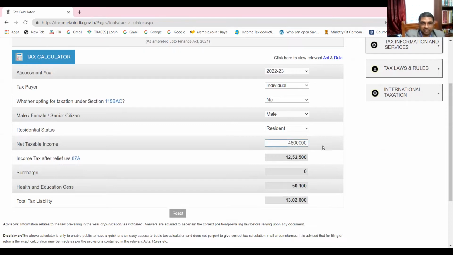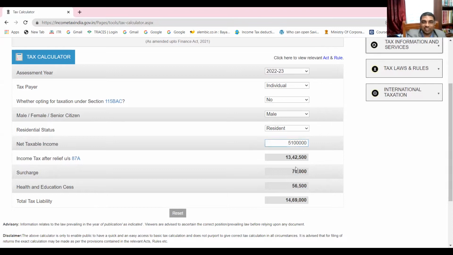You find out this is the income tax. This is the health and education cess. Total, this much is paid. What is the surcharge? 0. But you know, surcharge starts at 50 lakh. Let us say instead of 48, I'm writing 51 lakh.